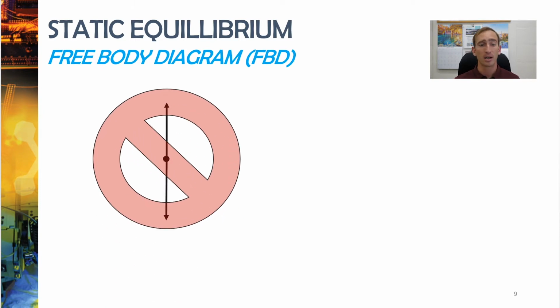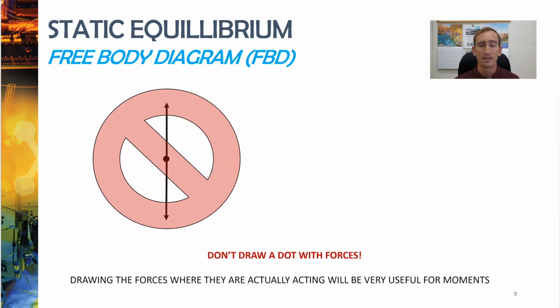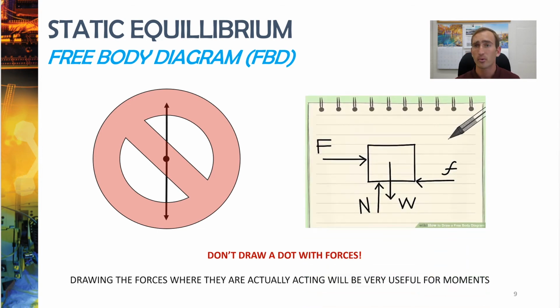Definitely don't do that, because what's going to happen is eventually you're going to lose all this information. When I was telling you before that forces can rotate and spin and all of these things, if you've got only a single dot, then you're going to lose information. You need to always draw the shape as it is and draw those forces where they're actually acting.